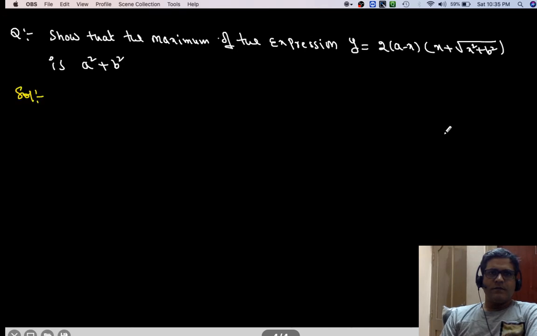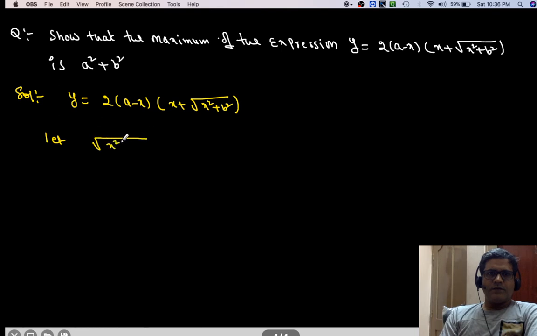Solution: the given expression is y = 2(a − x)(x + √(x² + b²)). In this one, let √(x² + b²) + x = t.